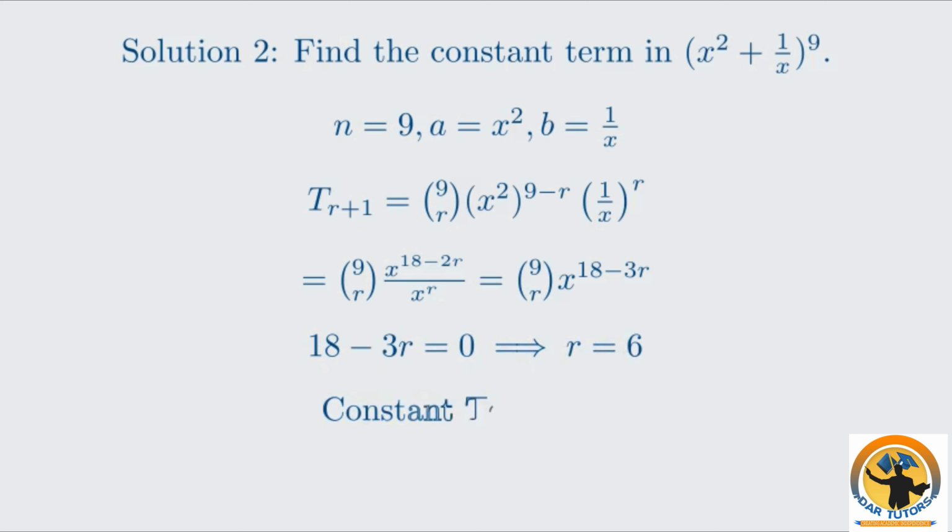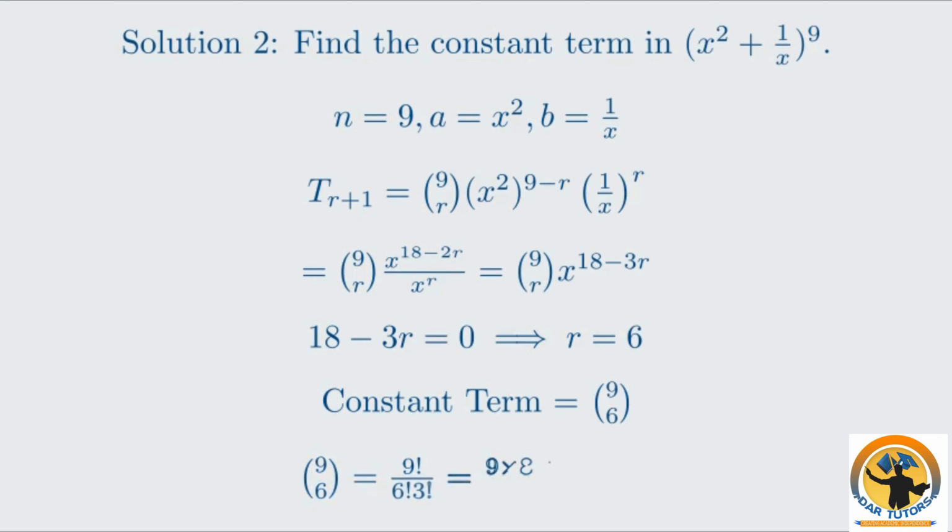The constant term is 9 choose 6. 9 choose 6 is the same as 9 choose 3, which is 9 times 8 times 7, divided by 3 times 2 times 1. This equals 84. The constant term is 84.